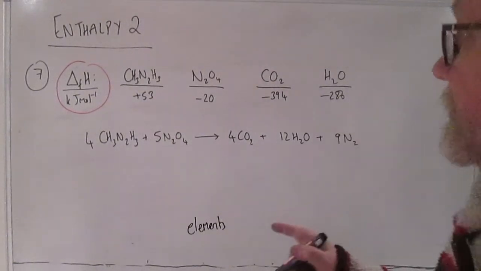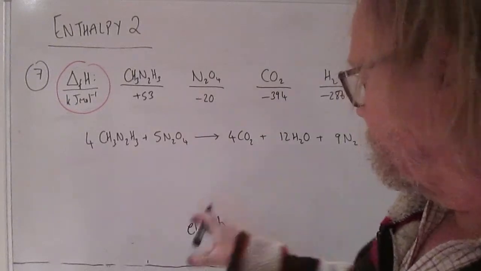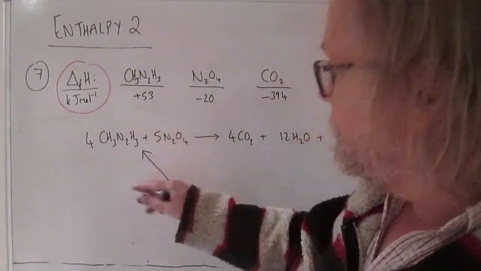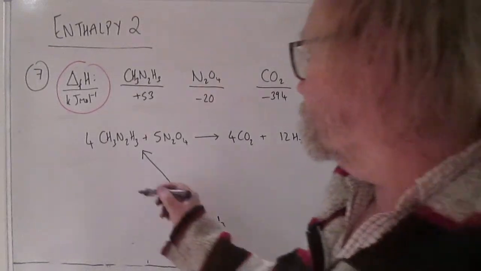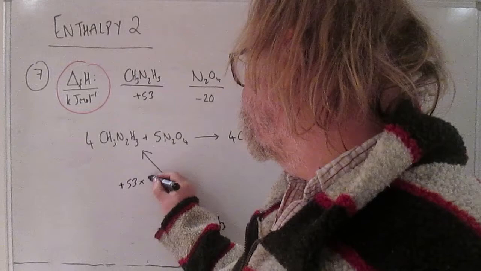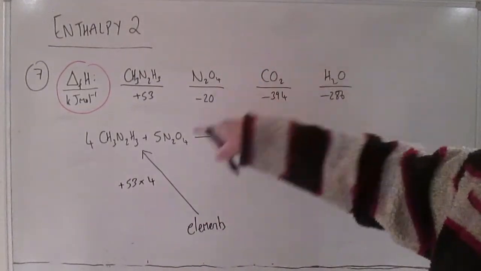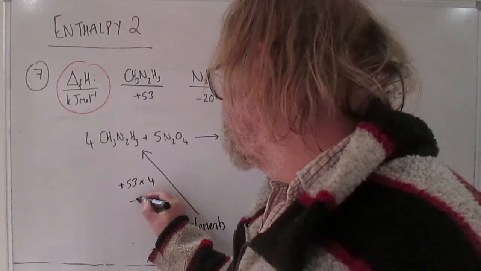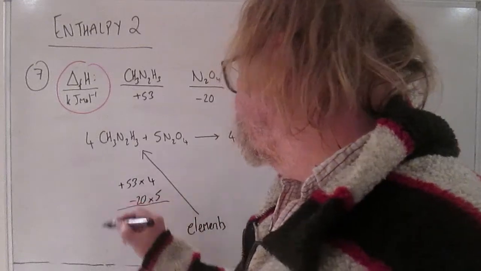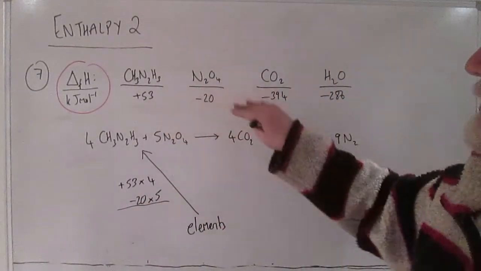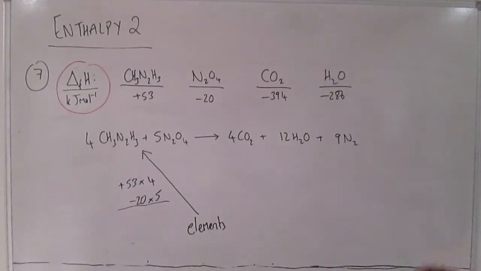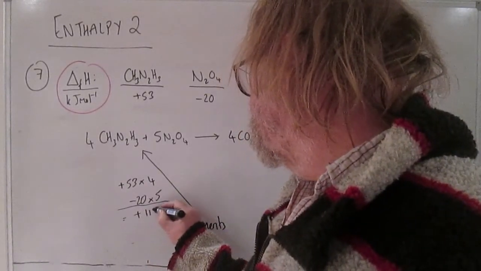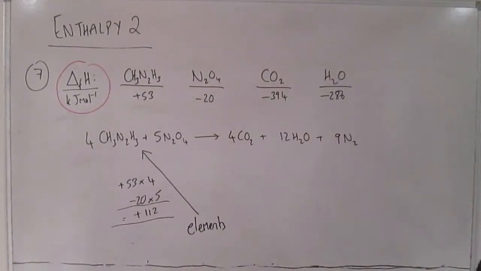Okay, so if we deal with the left hand side first, if we take those elements, we're not going to worry about balancing it up and saying what they are, we'll just write elements, and if we take those and we turn them into those things on the left hand side, we've got 4 moles of this compound, which is called methylhydrazine, so it's plus 53 times 4, and we're making 5 moles of N2O4, so it's minus 20 times 5. Okay, so you can see, as we've mentioned before, that delta H of formation is sometimes positive, sometimes negative. It depends on the strength of the bonds you're forming in the compound compared to the ones you have to break in the element. So if you crunch all those numbers together, you get plus 112 kilojoules per mole to form those compounds from the elements.